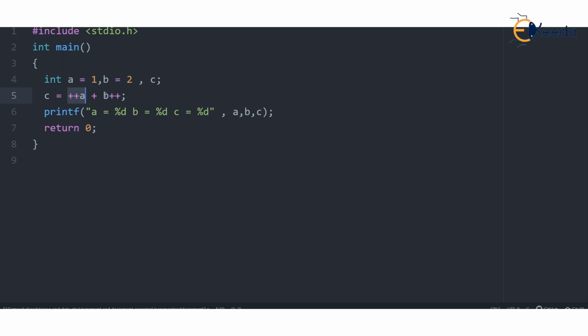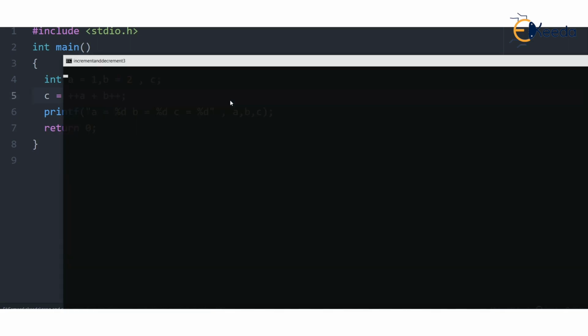but you should not increase b. This is postfix. So a has already become 2, but b is still 2. So this will be 2 plus 2. So c will become 4. And after c becomes 4, b will be increased by 1. So b will become 3. So the outputs are going to be 2, 3, and 4. Let's try to run this. Yeah, 2, 3, and 4.